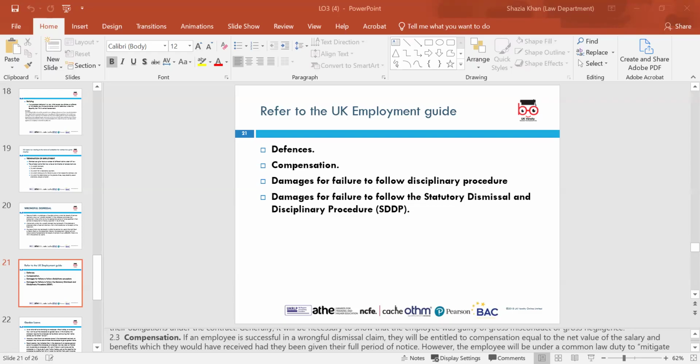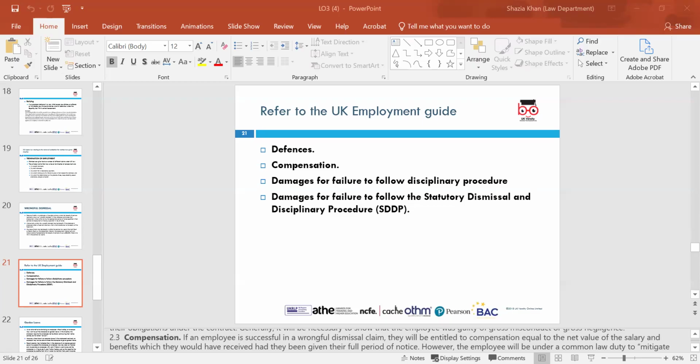The next one is damages for failure to follow the statutory dismissal and disciplinary procedure, SDTP. If you fail to follow the appropriate statutory dismissal and disciplinary procedure, and the employee subsequently brings a claim before an employment tribunal and it's successful, their compensation can be increased by up to 50%. So you need to really make sure that you are following the procedure.